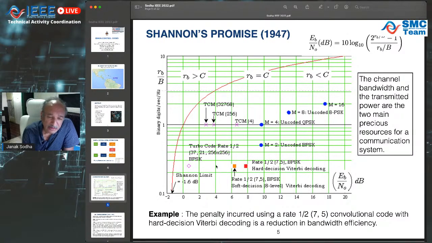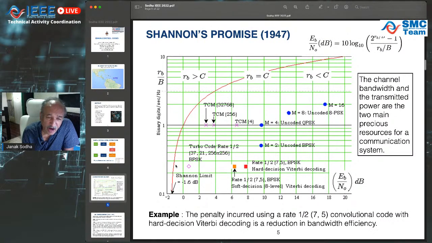And people realized very quickly that we're very far away from the promise of Shannon. And this journey from here to here is about 60 odd years. Believe it or not, it took about 60 years to move this point down to here. And let's take a look at that.